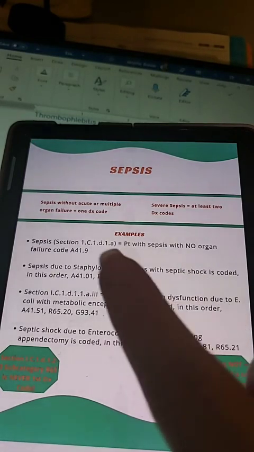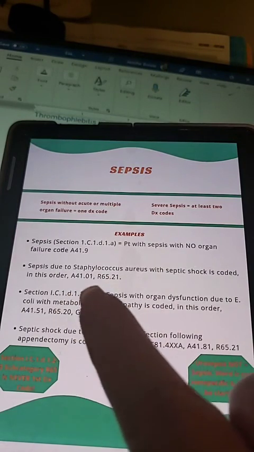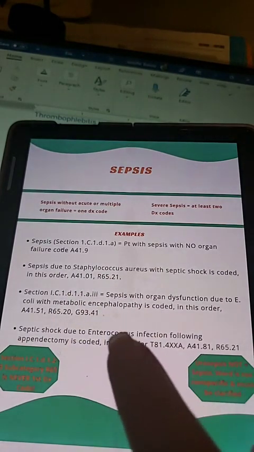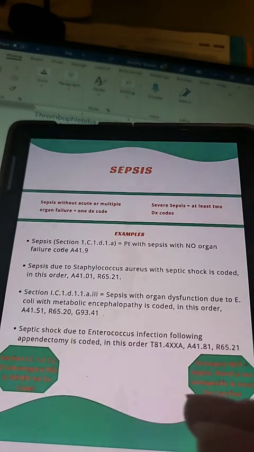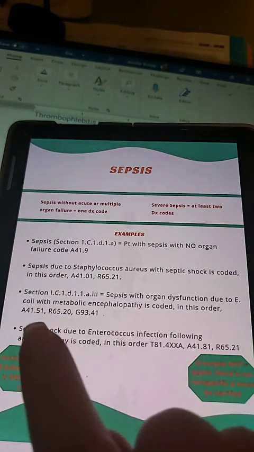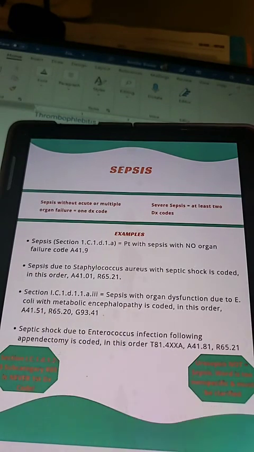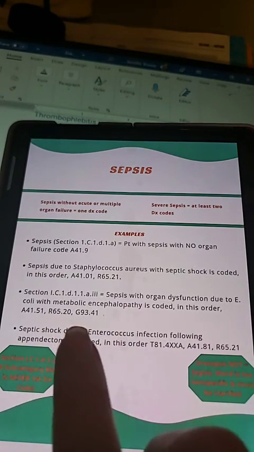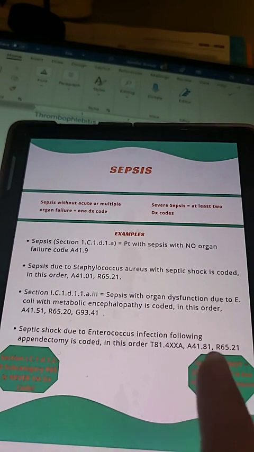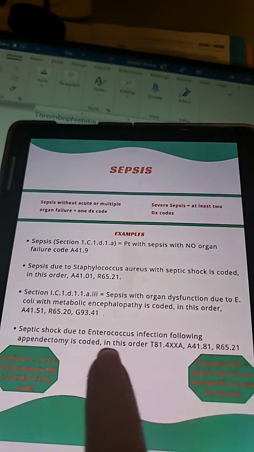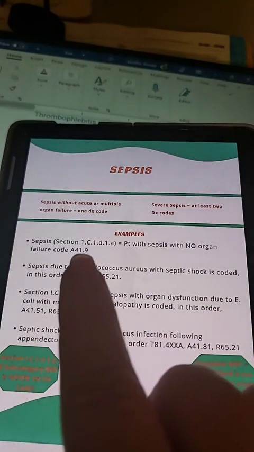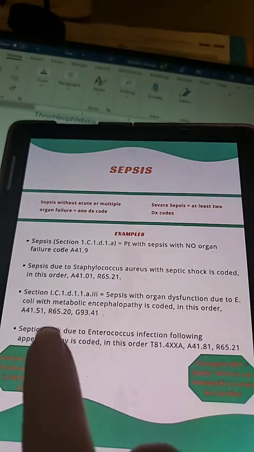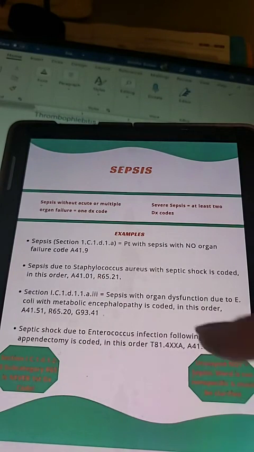So if they're giving you a sepsis with staph, you'll know right away how to code it. If they give you one with organ failure, you know you're going to need those at least 3 codes. So you won't pick one with just 1 or 2 codes as a possible answer. You know you're going to need 3. And this one required 4. So if you know the differences, we've got 1 diagnosis, 2 diagnoses, 3, and then 4. You've got 1 example of each one.